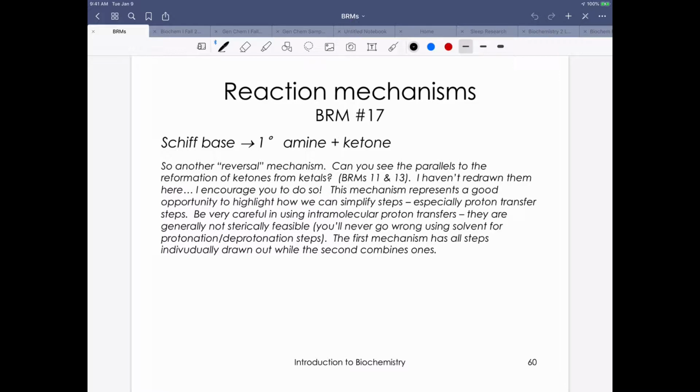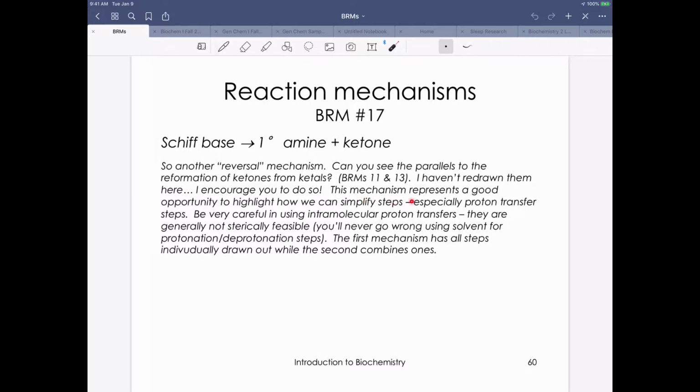So again, taking this Schiff base that we formed in reaction mechanism 16 and then essentially decomposing it back down to the primary amine and ketone that it originated from, we're basically going to be reversing reaction mechanism 16. So look for parallels to things that we've seen before. Taking ketals and moving them back down to ketones, which were reaction mechanisms 11 and 13, have a lot of parallels to what we're going to see here. I'm not going to redraw those mechanisms. I encourage you to do so that you can see the parallels and the relationships.